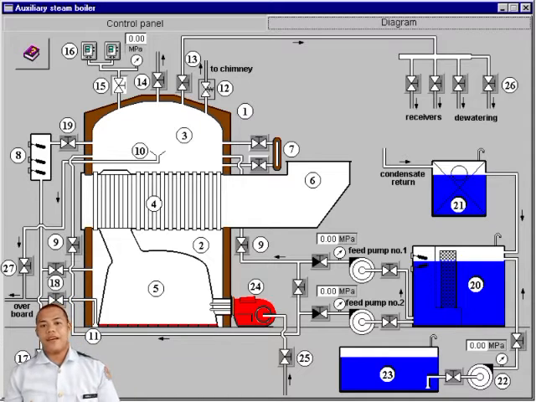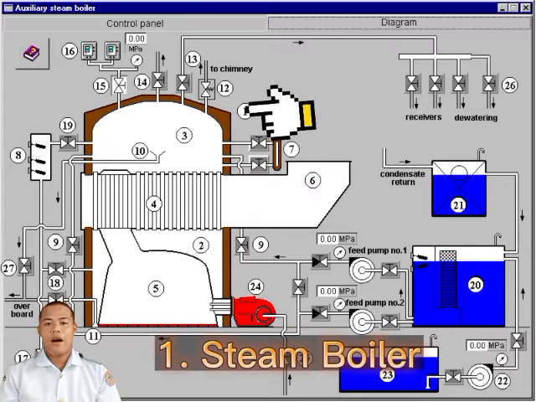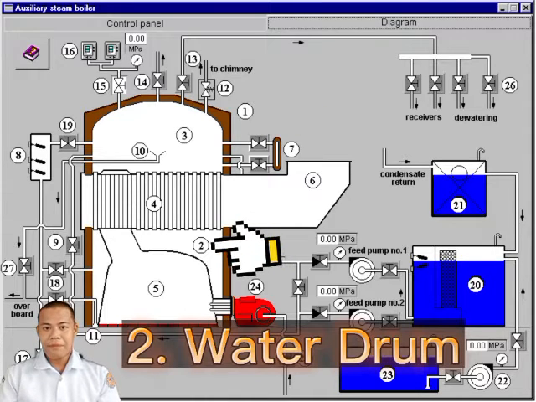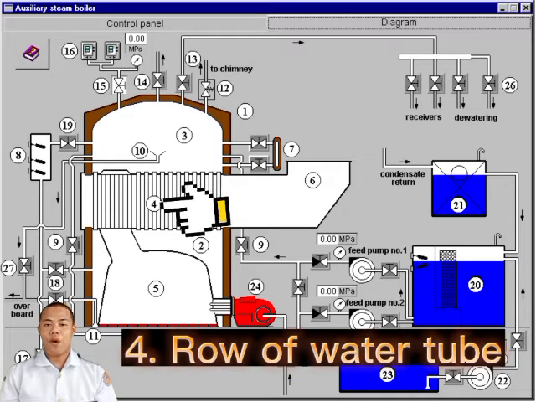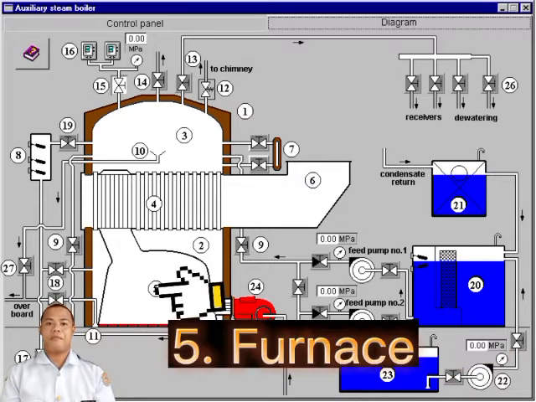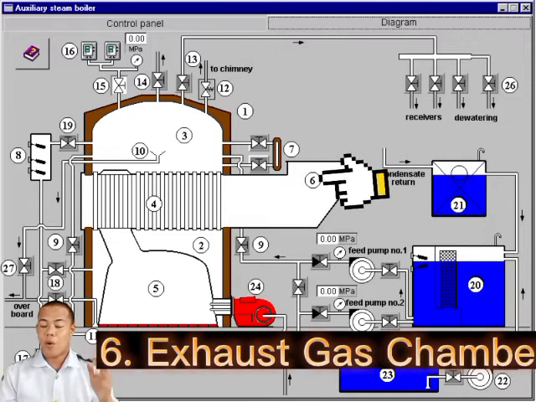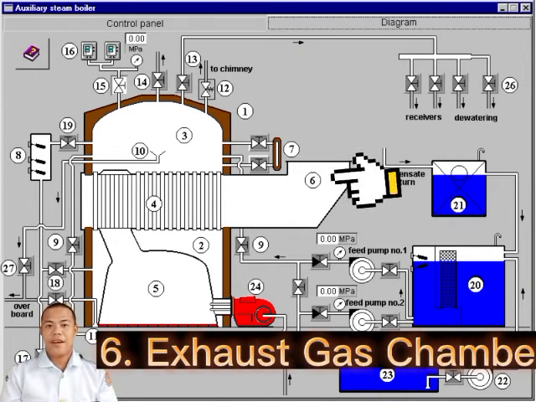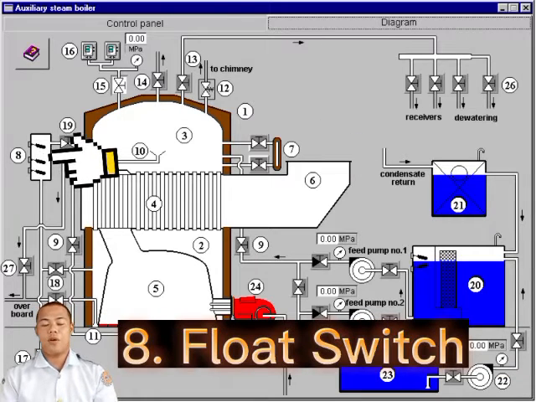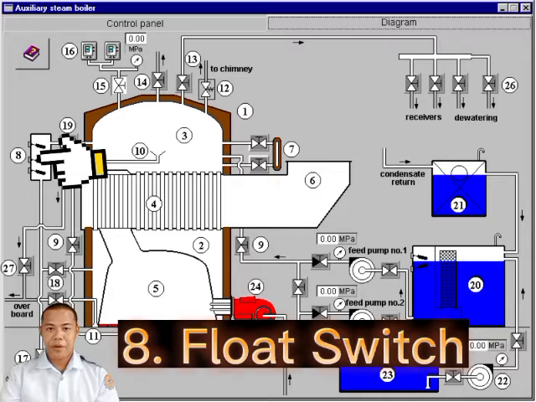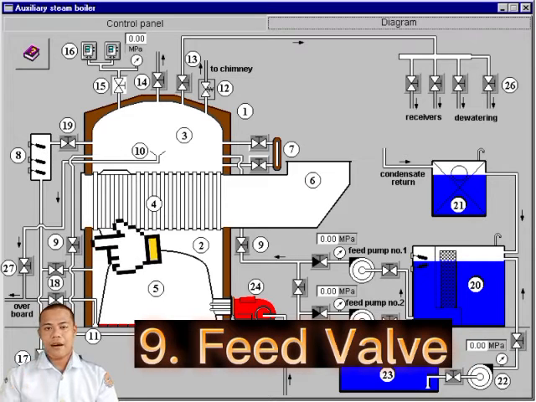As we name it in the diagram, number 1 is a steam boiler. Number 2 is water drum. Number 3 is steam drum. Number 4 is row of water tube. Number 5 is furnace. Number 6 is exhaust gas chamber. Number 7 is a water level gauge. Number 8 is float switch chamber. Number 9 is a feed valve.